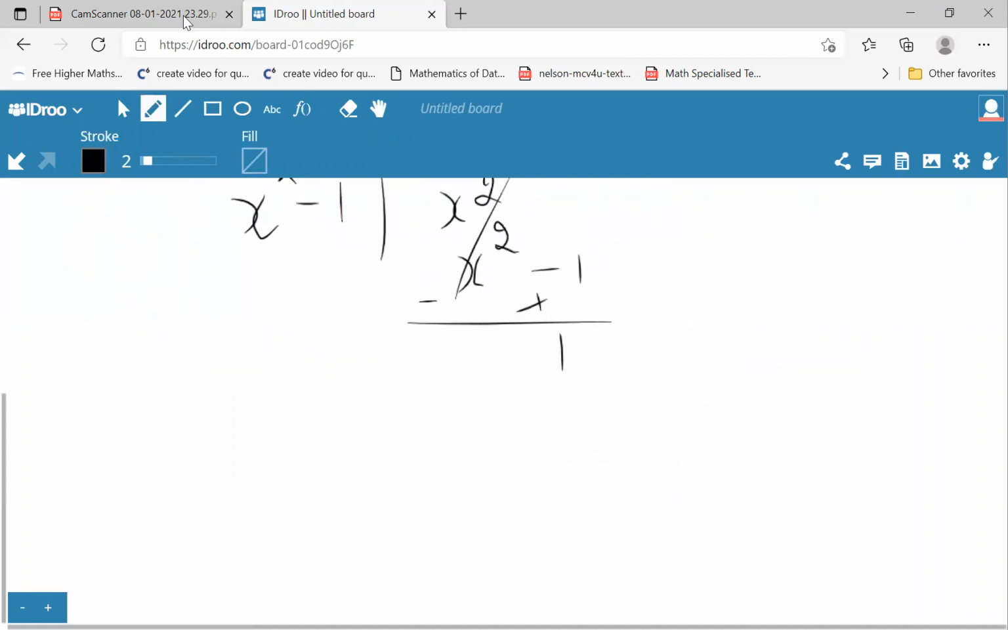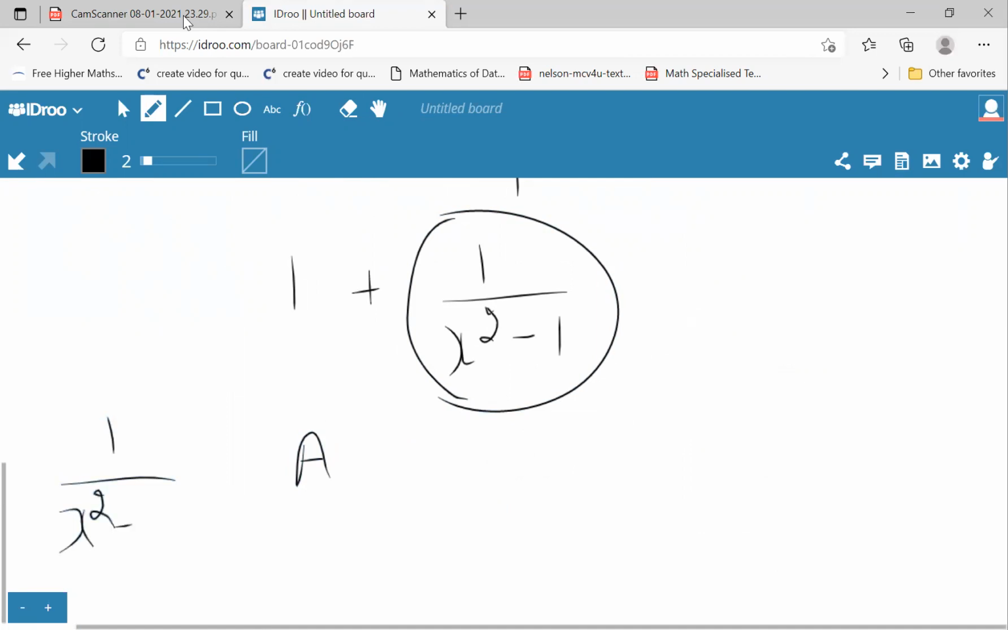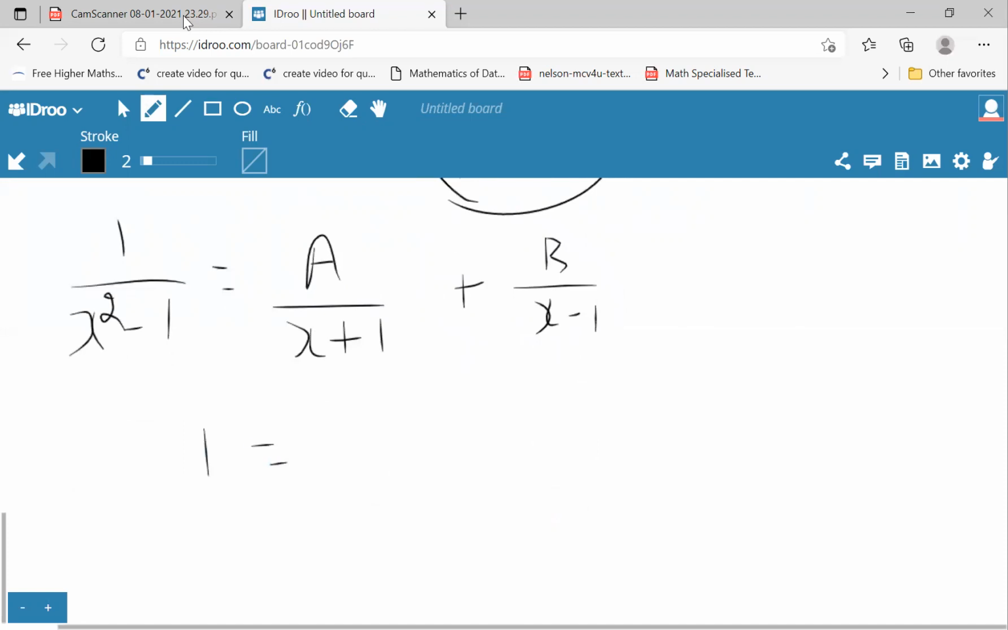So you can rewrite this as 1 plus 1 by x squared minus 1, which we need to integrate. Again, this can be resolved into partial fractions. x squared minus 1 can be written as x plus 1 into x minus 1. So 1 by x squared minus 1 is equal to a by x plus 1 plus b by x minus 1. To find the values of a and b, 1 is equal to a into x minus 1 plus b into x plus 1.